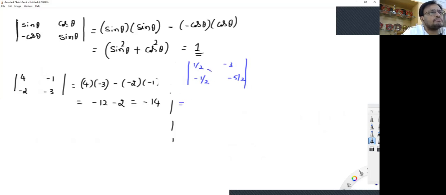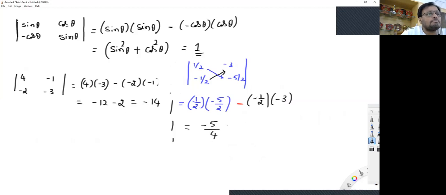First is the product of principal diagonal elements, 1 by 2 into minus 5 by 2. Then put a minus sign, and go for the product of the other elements, that is minus 1 by 2 into minus 3. So this will become minus 5 by 4 and minus 3 by 2. Take out the LCM, the LCM is 4: minus 5 minus 6. Therefore, minus 11 by 4 is the determinant of the matrix.